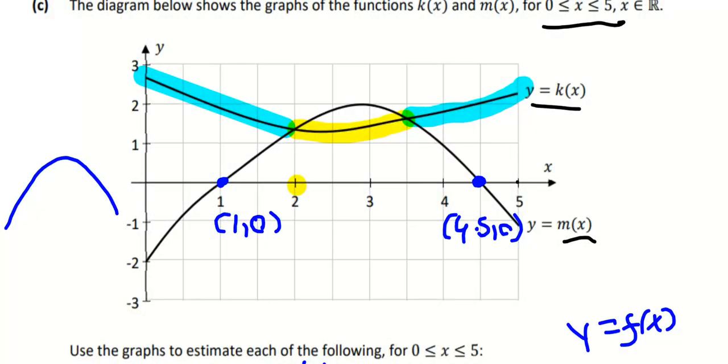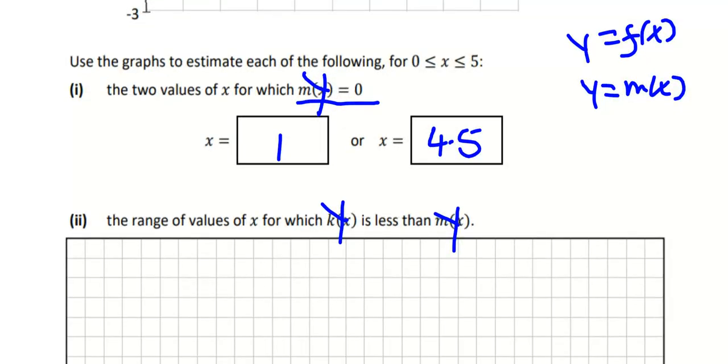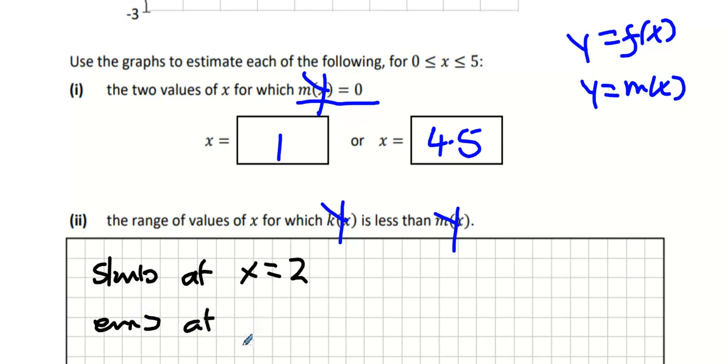All right. Now, how do you write that in maths language? First of all, you should write it in English. If you're not good at inequalities, just write starts at x equals 2, ends at x equals 3.5. At least the examiner knows what you're talking about. Or in between 2 and 3.5.